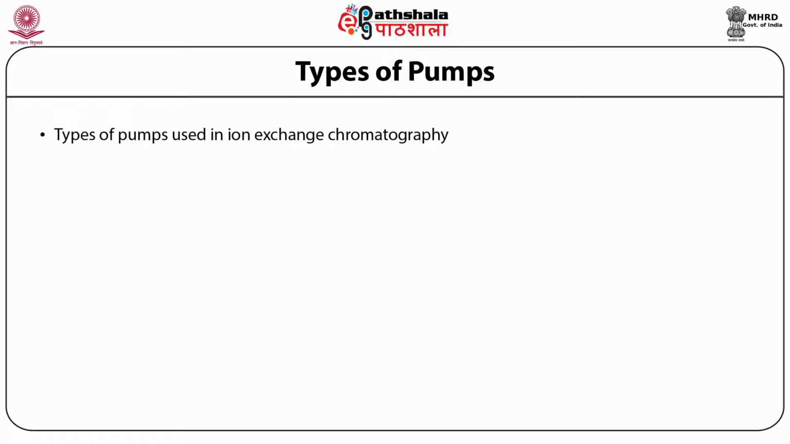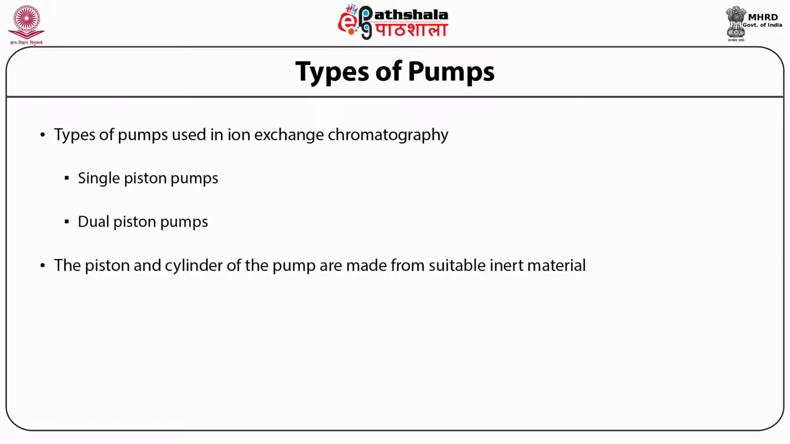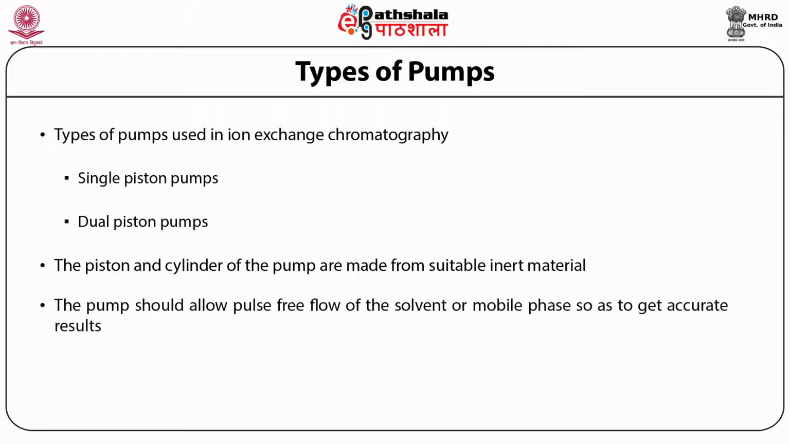The pumps used in ion exchange chromatography can be either single piston or dual piston pumps. The piston and cylinder used in the pump are again made from inert material because, as I have already told you, the solvent or the mobile phase used in ion exchange chromatography contains ions which can be corrosive and may damage the coating if not made up of inert material.